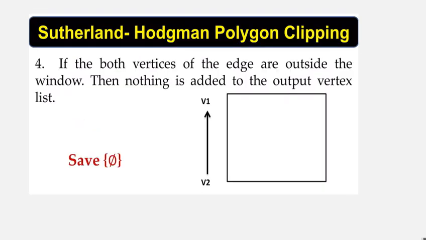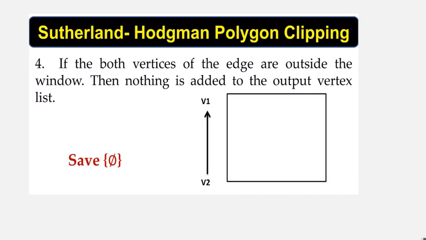Next, the last case is if both the vertices of the edge are outside the window, then nothing is added to the output vertex list. In this case, from the input point to the output point, no vertex is touching the polygon. So the output vertex will be null or phi because no vertex or no point is touching the given polygon.